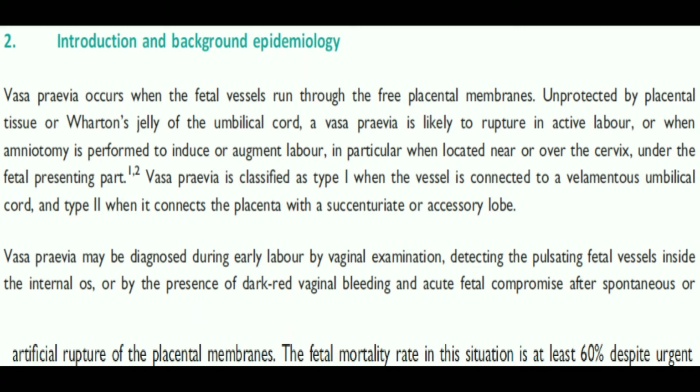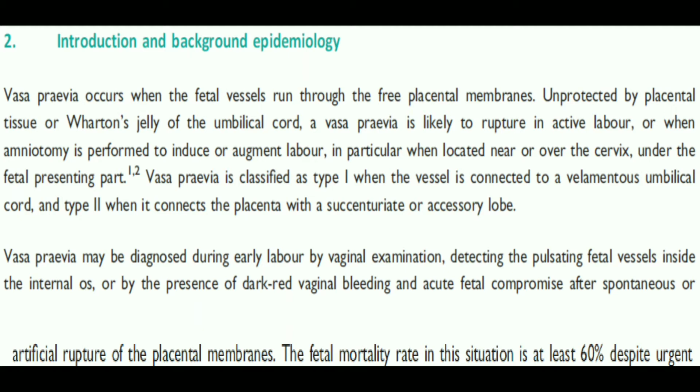Now there are two main classifications of Vasa Previa. Vasa Previa is classified as type 1 when the vessel is connected to a velamentous umbilical cord, and type 2 when it connects the placenta with a succenturiate or accessory lobe.